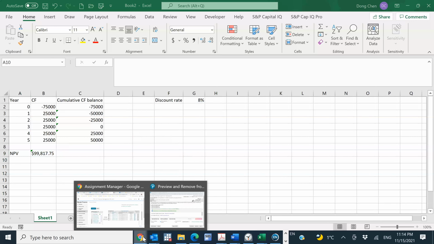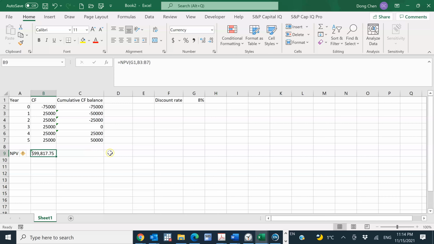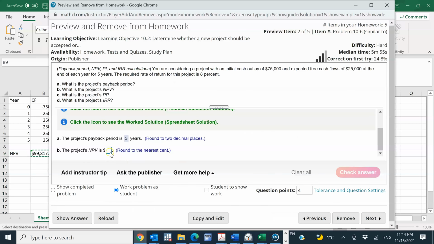And then the final step is just to go back and check the rounding requirement. Here it rounds to the nearest cent. I think that's what we did, right? We just basically follow that by keeping 2 decimal places. So we can just copy the number back and get rid of the dollar sign because we already have a dollar sign here. So I check my answer.